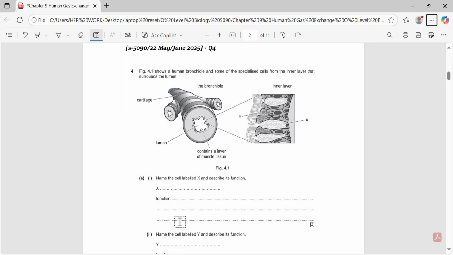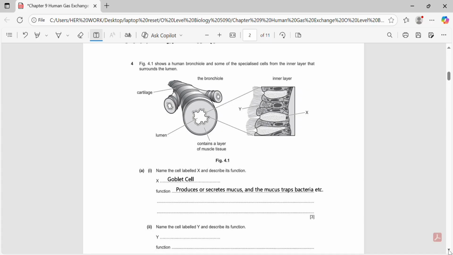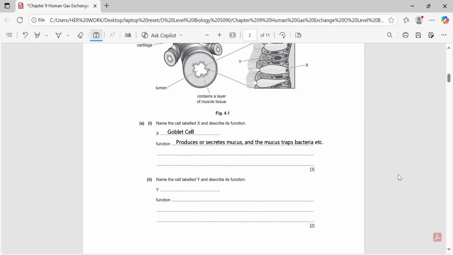So, we will simply write that X is a goblet cell, and the function of goblet cells is to produce or secrete mucus, and the mucus traps bacteria, pathogens, dust, or other particles. That's a 3-mark question, so we make sure to mention both the mucus production and its protective role. Then, in the second part, it asks us to name the cell labeled Y and describe its function. So, we will write, Y is a ciliated cell, and its function is that it moves mucus away from the lungs or out of the airways.